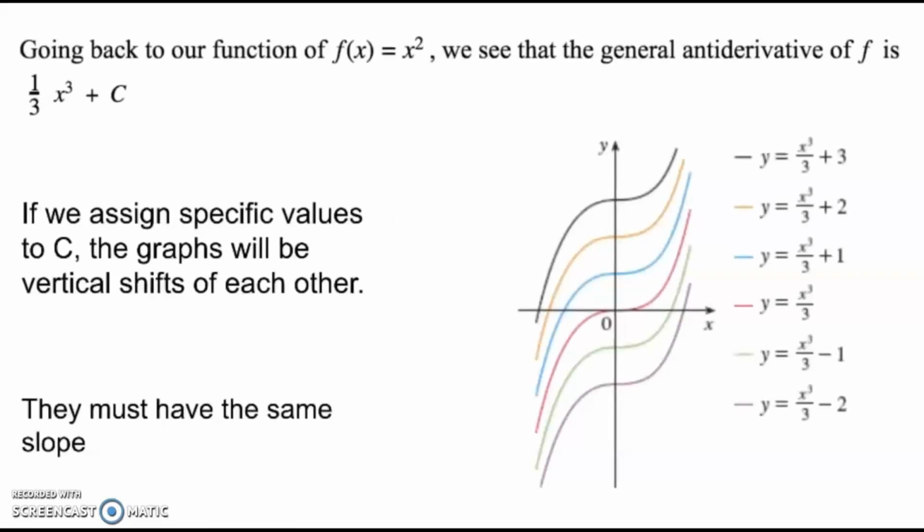Now, going back to our function of f of x equals x squared, we see that the general antiderivative of f is 1/3 x cubed plus c. By assigning specific values to the constant c, we obtain a family of functions whose graphs are vertical shifts of each other. In other and shorter words, if we assign specific values to c, the graphs will be vertical shifts of each other. The graph to the right proves this to be true. And this makes sense because each curve must have the same slope at any given x value.